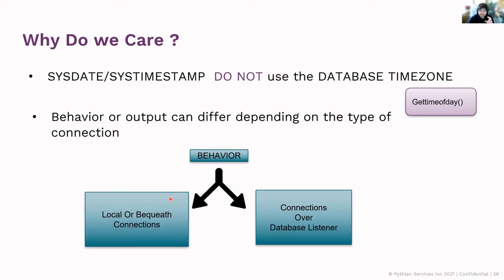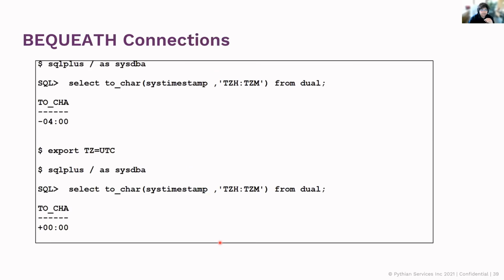Time zone, and this behavior is going to differ as well. So let me talk about this. This behavior will differ if you're using local or bequeath connections versus when you're using connections that come over the listener. What do I mean by all this? What I mean is, let's take an example of bequeath connections.